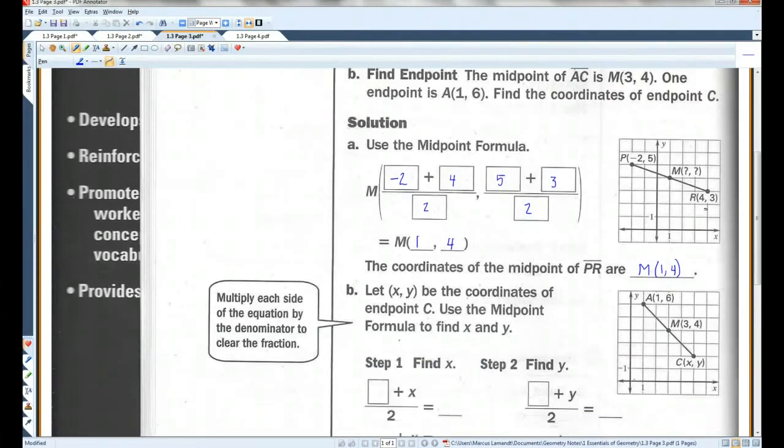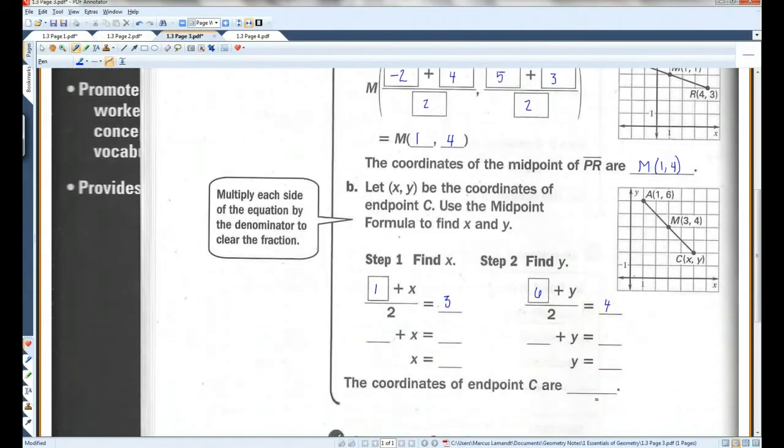So in this case, we kind of have to work backwards. We're given the midpoint. We already know what the midpoint is. The midpoint is 3, 4. So the x is going to be 3 and the y is going to be 4. Okay? One endpoint is 1, 6. We need to find an x value and a y value that will give us 3 and 4. Let's solve for them one at a time.